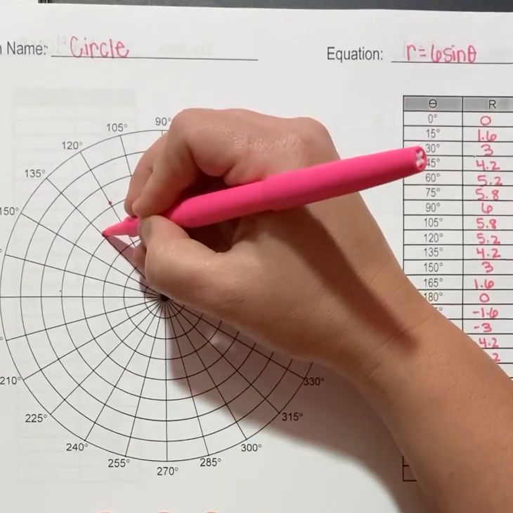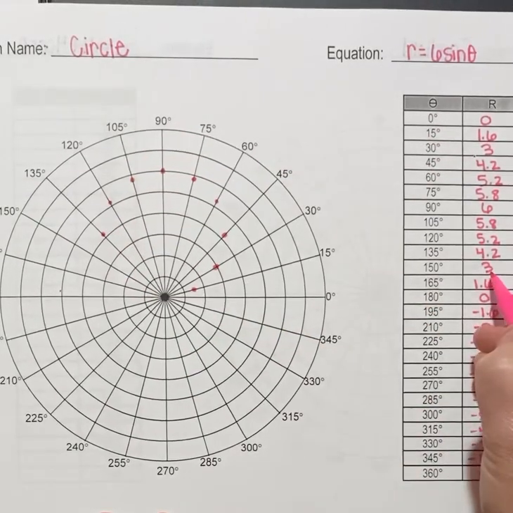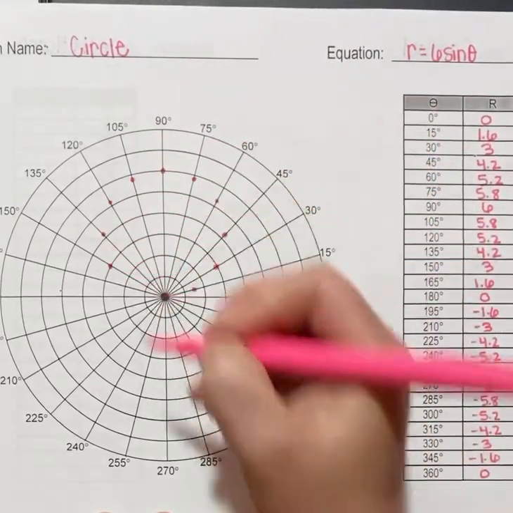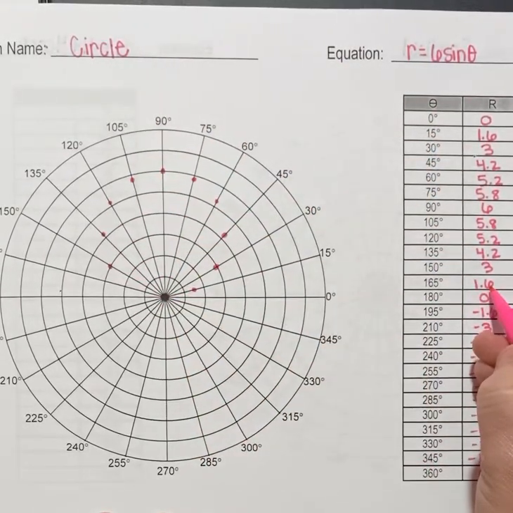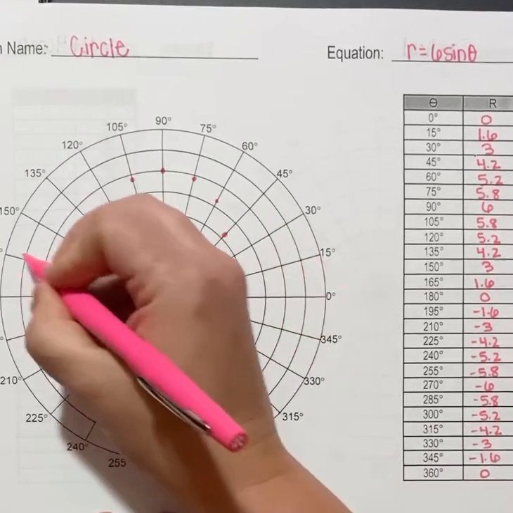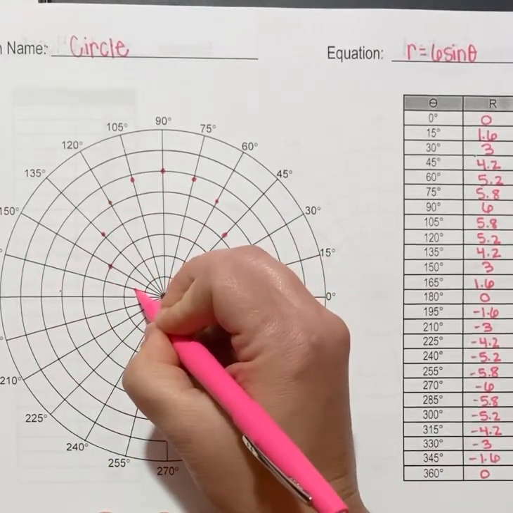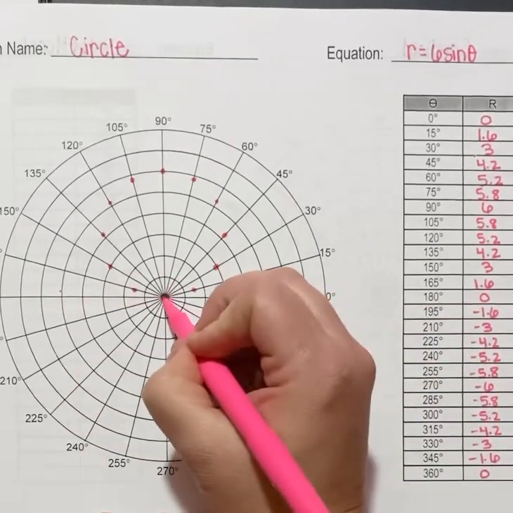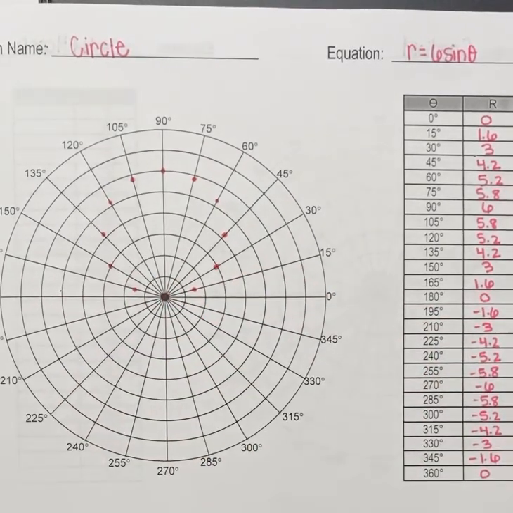So just barely past 4. At 150, I'm back to 3. You can see it kind of start curving back in. At 165, I'm at 1.6. So here's 165. 1.6, remember, a little bit more than halfway. And then at 180, which is right here, I'm back to 0. All right, so that's the first half. All right, now let's look at the next part.